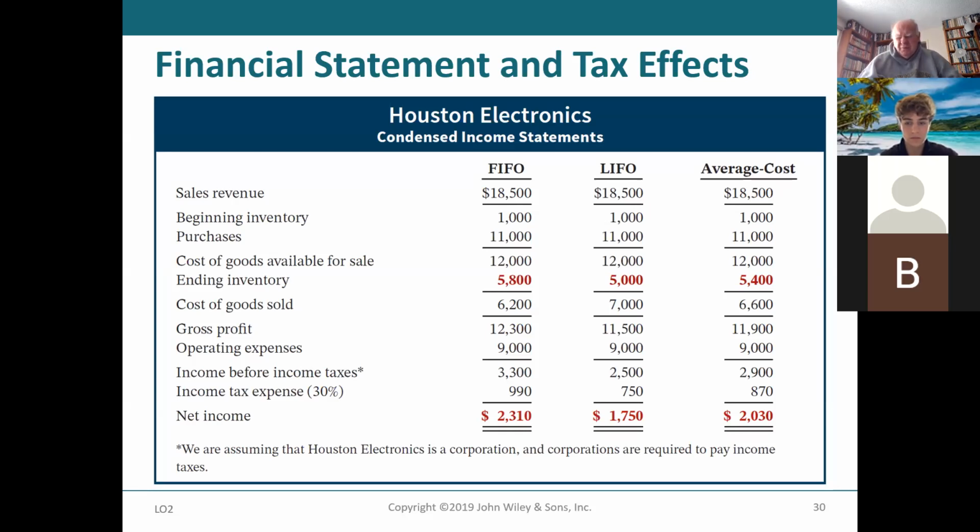Okay, this is kind of important to understand. Depending on the method, you are going to get a different net income number. You are going to get net incomes that are different depending on the method.